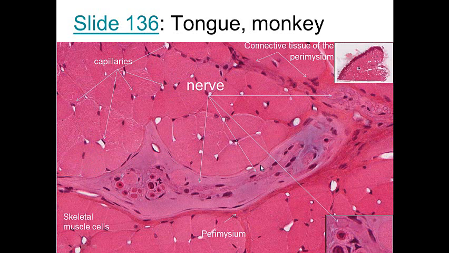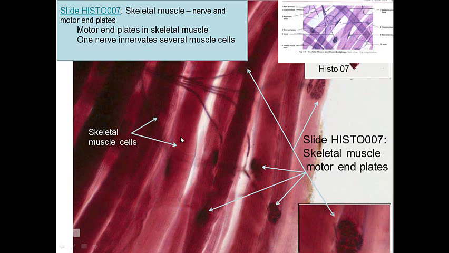And here we see connective tissue, and this is the perimysium. The connective tissue that we see here is the perimysium, skeletal muscle cells, capillaries in between. This is nerve that we see. Nerve is running through here, connective tissue of the perimysium. Now, individual cells have connective tissue in there. We call it endomysium. In a minute, we'll look at that.